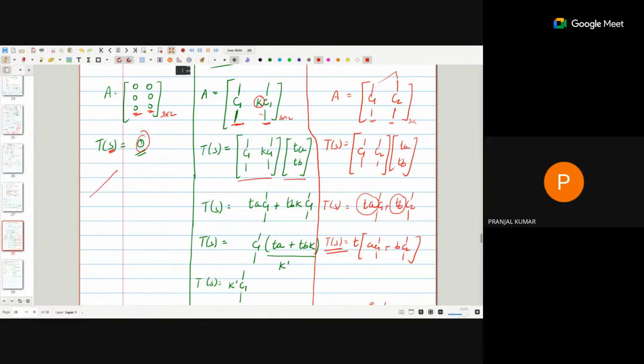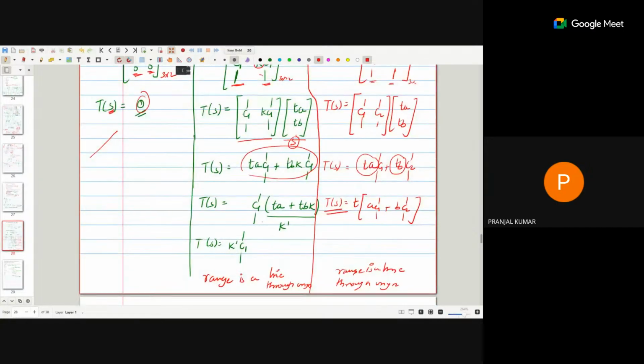Now I am taking any general vector from the S set. So that's why I have written TA, TB, right? Now I have written the image set. You know how to do vector multiplication, right? So this will be TA times C1 plus TB times KC1. Yes or no? Yes, sir.